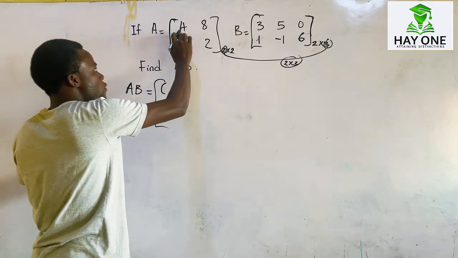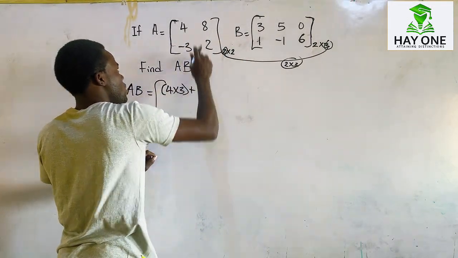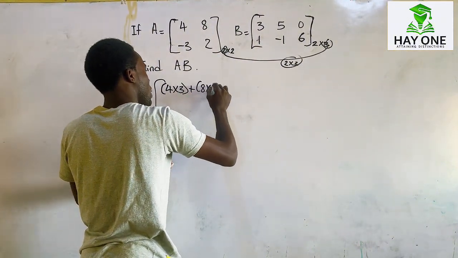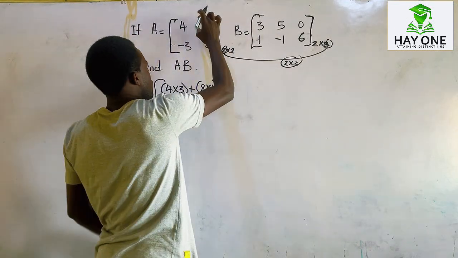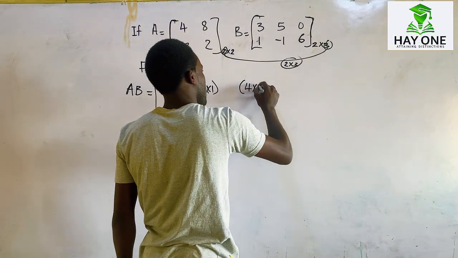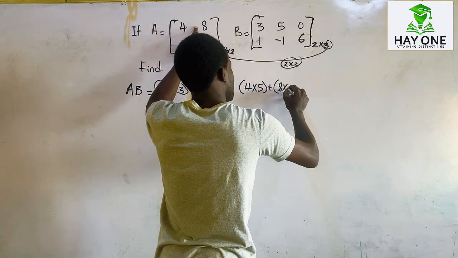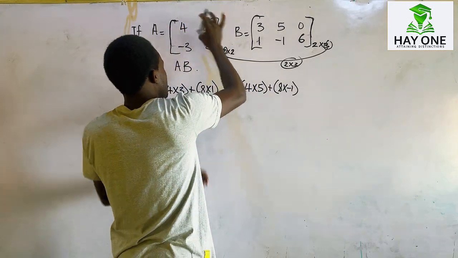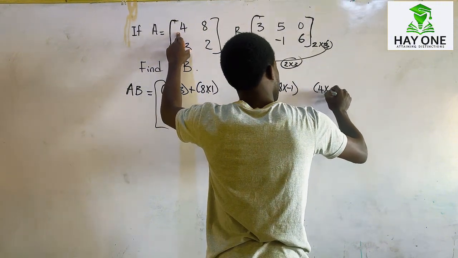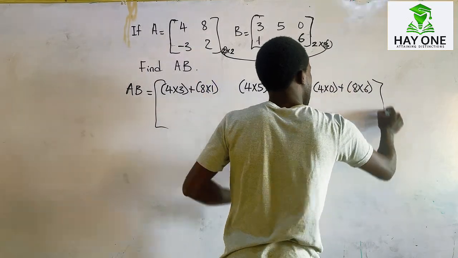Now, we have 4 multiplied by 3, 4 times 3, plus 8 multiplied by 1, 8 times 1. So you are done with this. Now use this first row to multiply this again. We'll have 4 times 5 plus 8 times minus 1. Then use this row again to multiply this last column. Here you have 4 times 0 plus 8 times 6. So you are done with this.